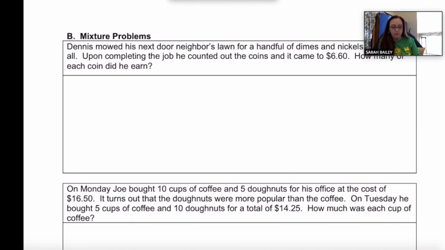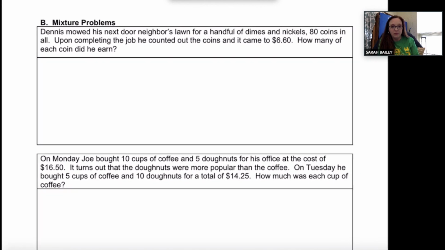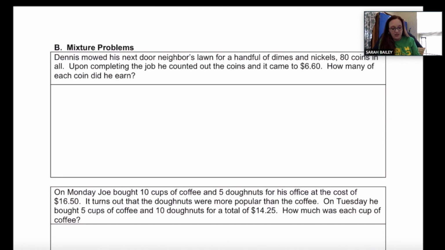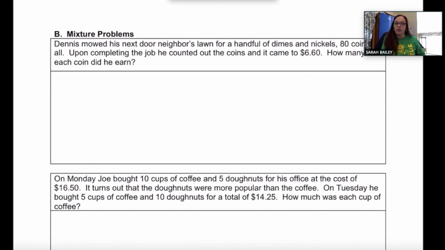So now we're talking about mixture problems. Let me slide this over. All right, let's look at the first one. Dennis mowed his next door neighbor's lawn for a handful of dimes and nickels, 80 coins in all. Upon completing the job, he counted out the coins and it came to $6.60. How many of each coin did he earn?